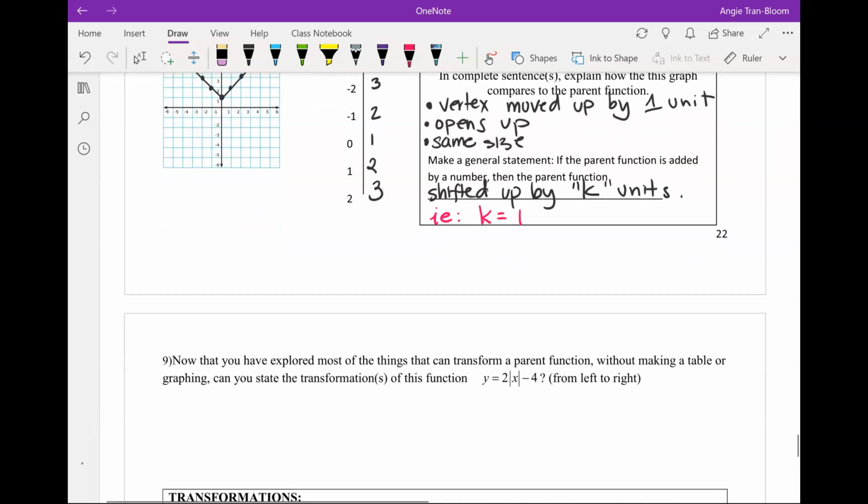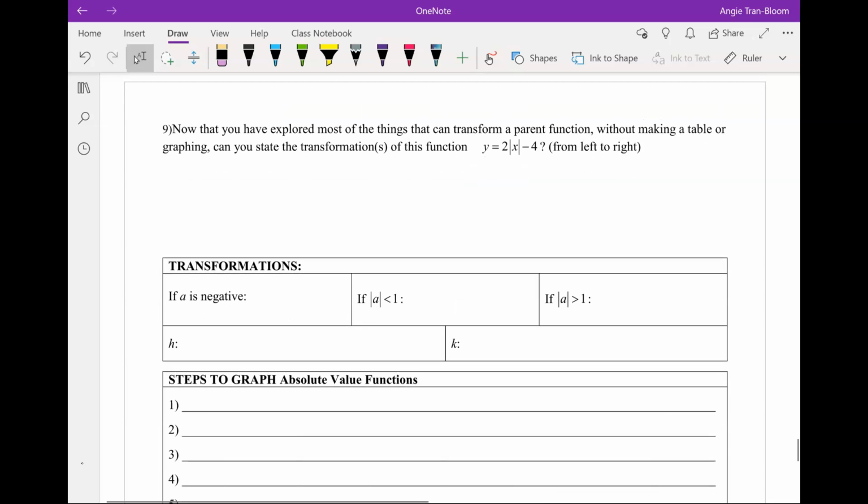If h is positive, let's recap. H is positive. Do we go right or go left? Go right. Right? If h is negative, where do we go? Go left. If k is negative, where do we go? Down. Down. Thank you.